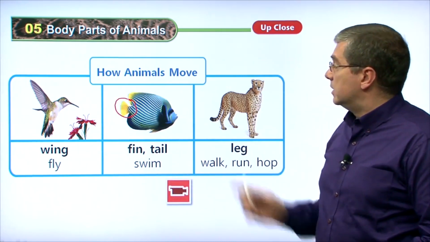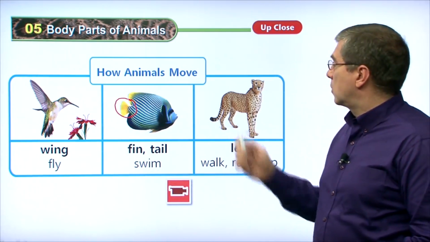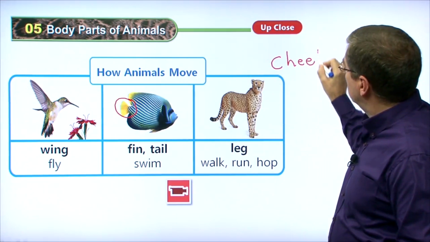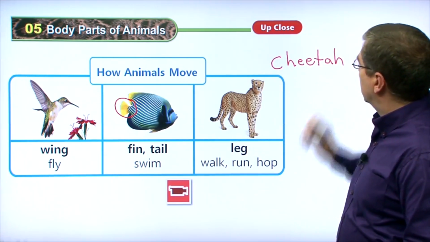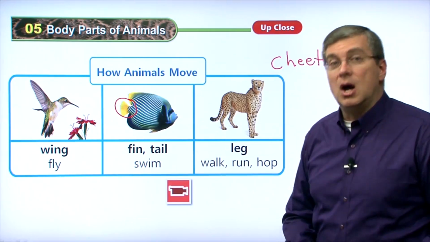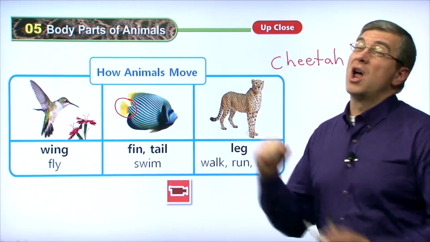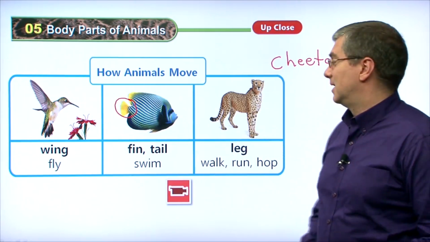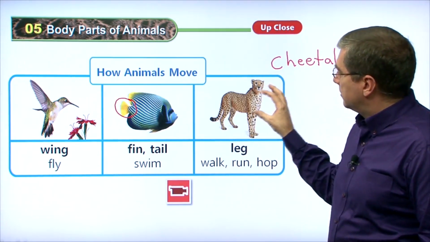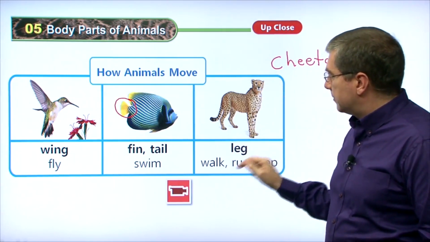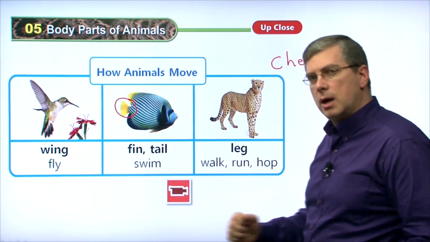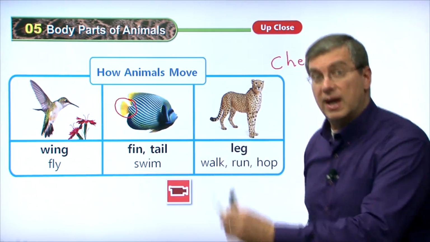Wow, look at this. Do you know what kind of animal this is? This, of course, is a cheetah. Do you know what's special about a cheetah? A cheetah, of course, is the fastest land mammal on Earth. Cheetahs can run really fast, right? They're amazing cats. So we have the cheetah, we have a leg, walk, run, or hop. Okay, well we know walk, right? That's just walking. Run, I told you cheetahs run really fast.